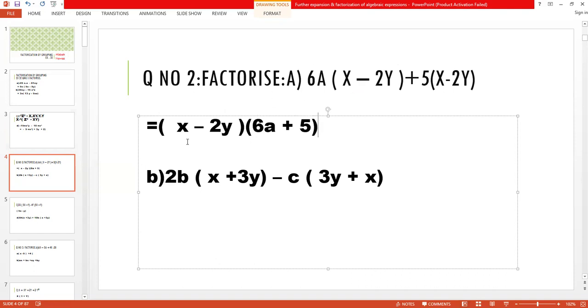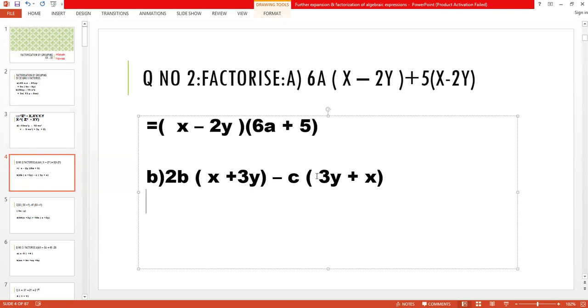So we have to factorize in this way. The bracket is common, so we have to put the bracket. And now in this term, if the bracket is outside, then which one is left over? 6a is left over and here plus 5 is left over. So in this way, we factorize part A of question number 2. Now we come to part B of question number 2. Again, here we have a bracket x plus 3y. This one is 3y plus x. Okay, only the position is changed, but the values are the same.